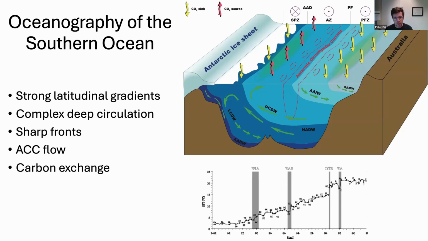The Southern Ocean is also really important in ocean carbon exchange, because depending on where you are in the Southern Ocean, you have regions that are a strong carbon sink or a strong carbon source of CO2. I think this sums up the importance of the Southern Ocean in the climate system of the Southern Hemisphere, but also globally, with global connections through the deep ocean circulation.